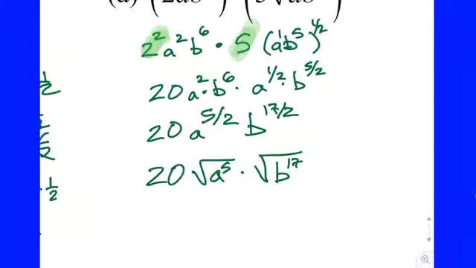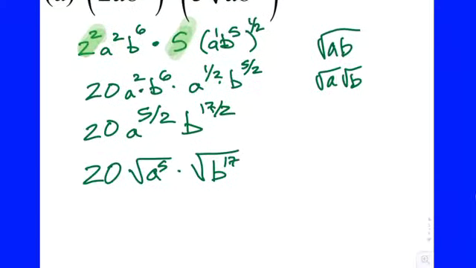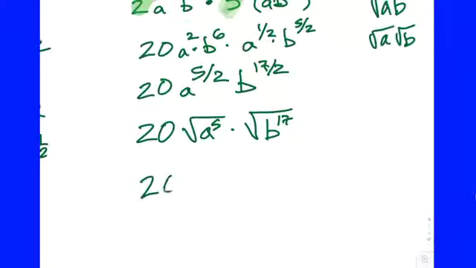But because they're both square roots, you had this little property back in the day, right? The square root of a times b is equal to the square root of a times the square root of b, because it's really the whole thing to the 1/2 power. So it works the other way as well. So because they're both square roots, we can actually combine them under the same radical and call it square root of a to the 5th b to the 17th.